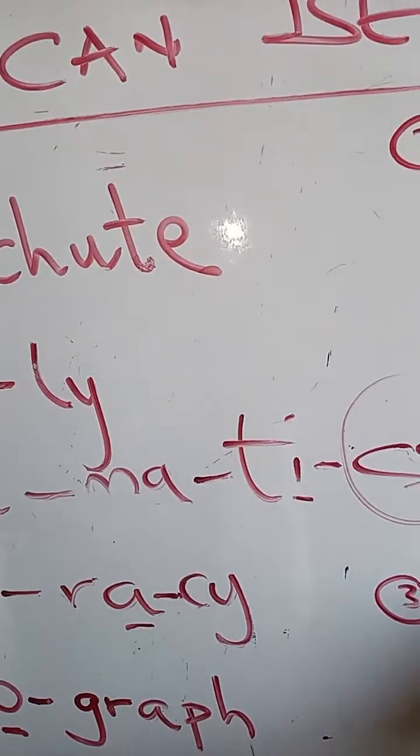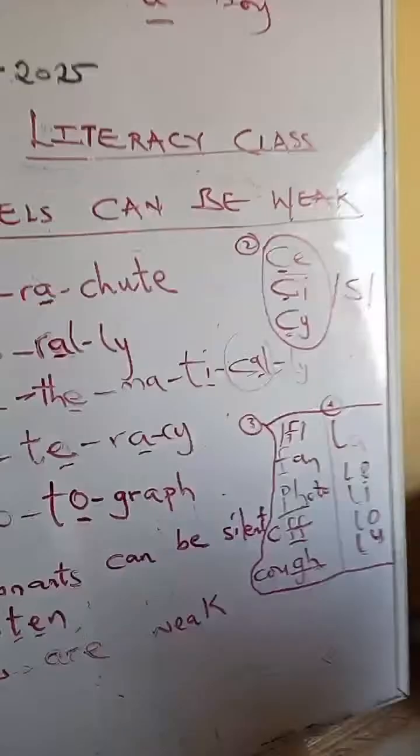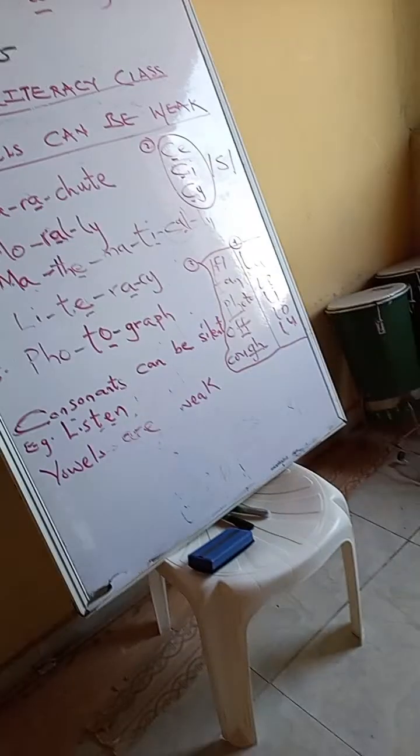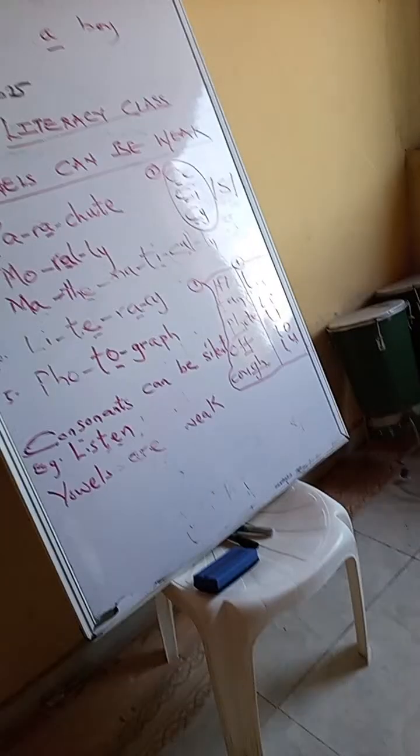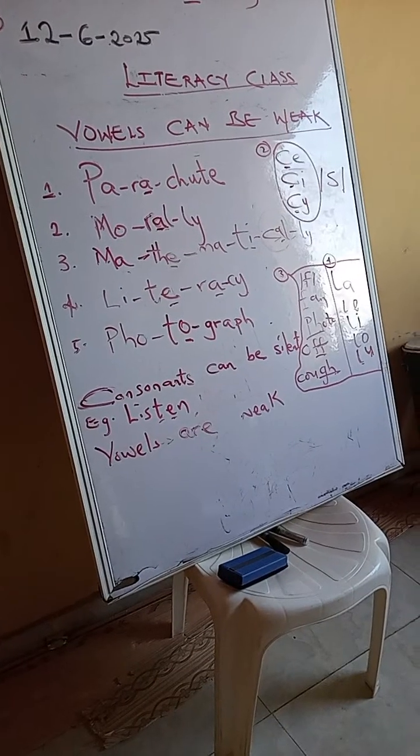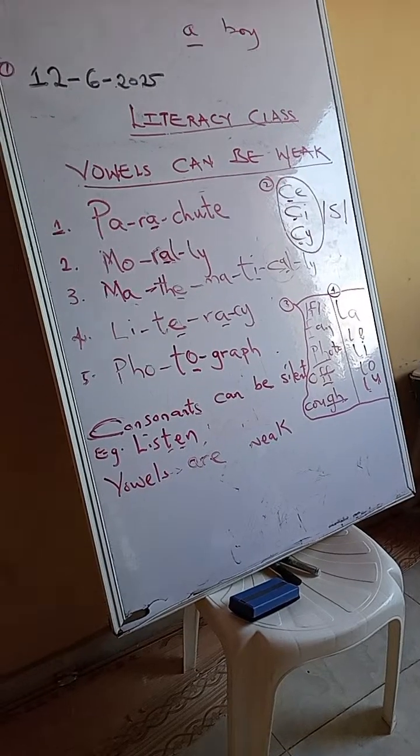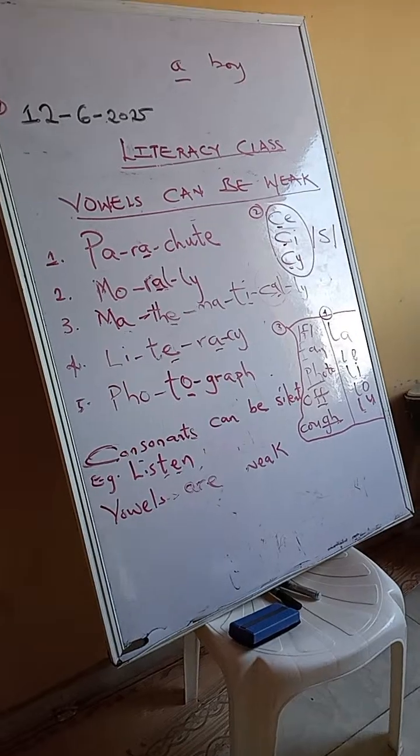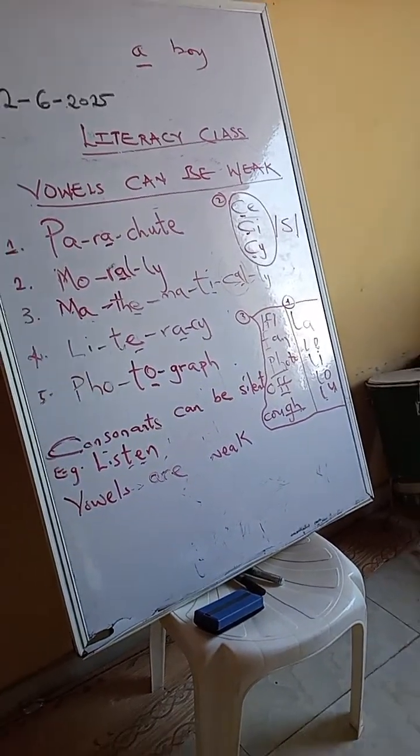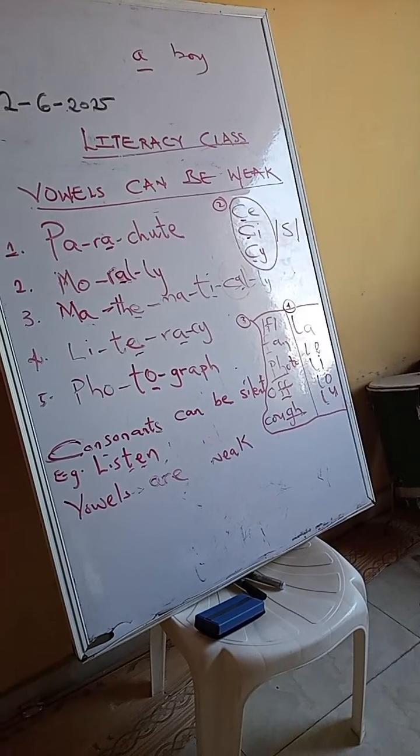This is number 3. This is number 4. Let's see. Give me a sentence with morally again. Morally. I regret morally. Number 3, mathematically. Give me a sentence with mathematically.